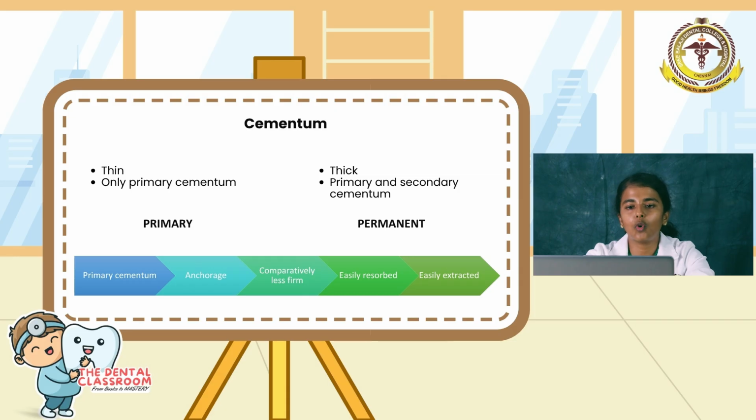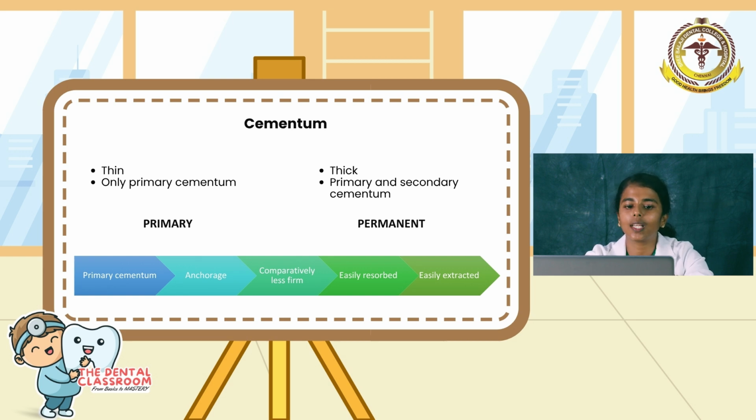So, moving on to the difference between the cementum. The cementum will be very thin in the primary dentition and much thicker in the permanent dentition. There are usually two types of cementum seen in the human dentition: one is primary cementum, the next is secondary cementum. Only primary cementum will be seen in the primary dentition, but in the permanent dentition both primary and secondary cementum will be seen.